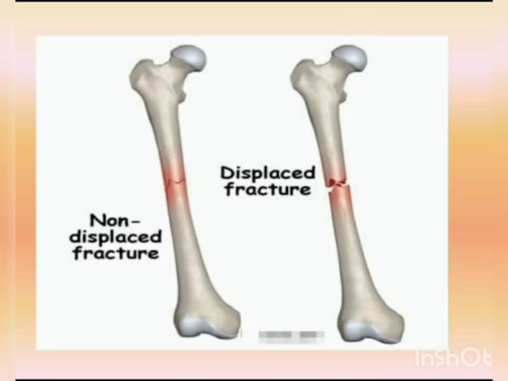Fractures can also be stable or displaced. With a stable fracture, which is also called a non-displaced fracture, the bone's broken ends line up. They have not shifted out of place. However, with a displaced fracture, there is a gap between the broken ends, and repair may require surgery.